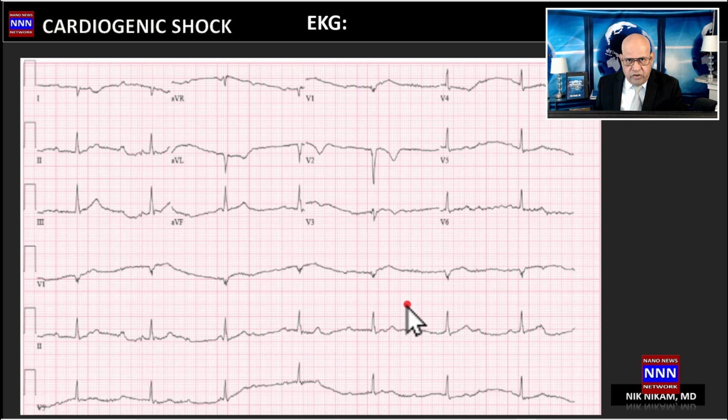So a slow heart rate in a cardiogenic shock patient is an even worse sign. That means we need to get the AV synchrony going, we need to get the heart rate up, because it is not able to meet the metabolic demands because of the reduced stroke volume.